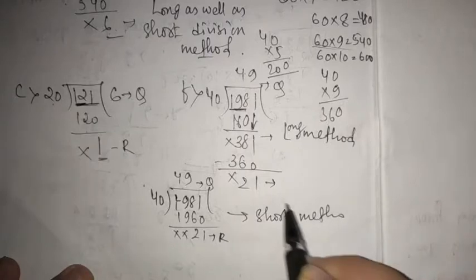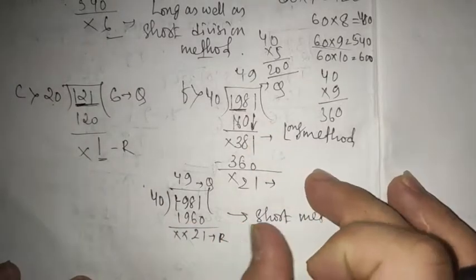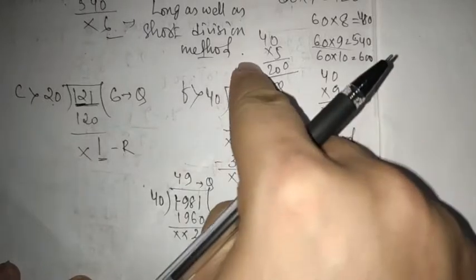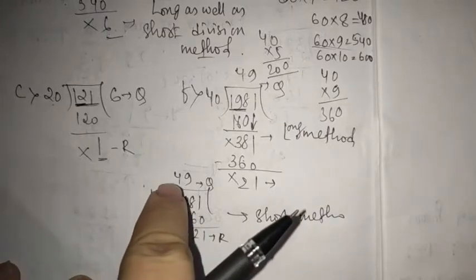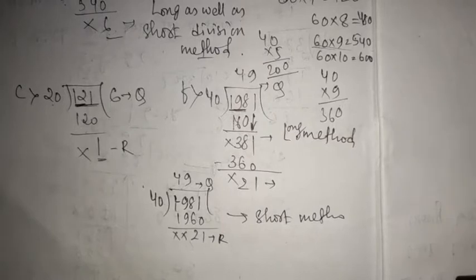Alright, so did you get the same answer in the long and short method? Yes, same answer, right? So both are the same thing, only the method is different. Over here the long method, because you have applied long steps, and in this case the short method, because you have solved the problem in one step only. Okay, so let us proceed to question number G now.